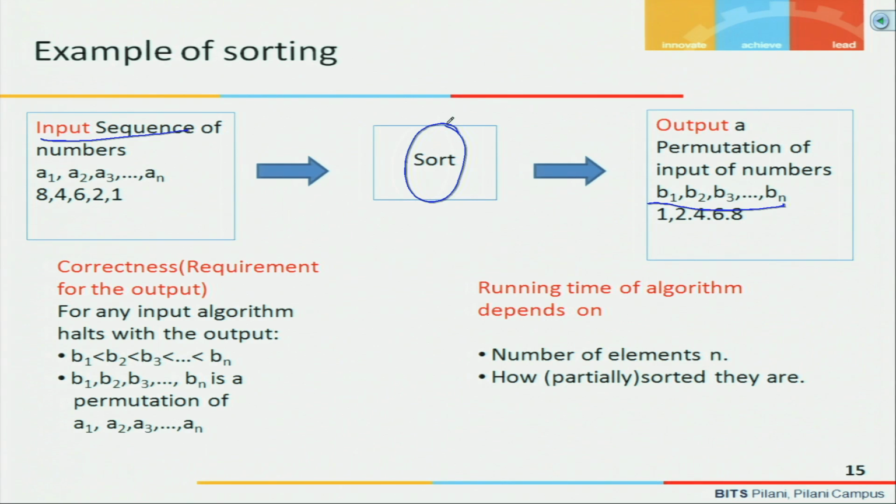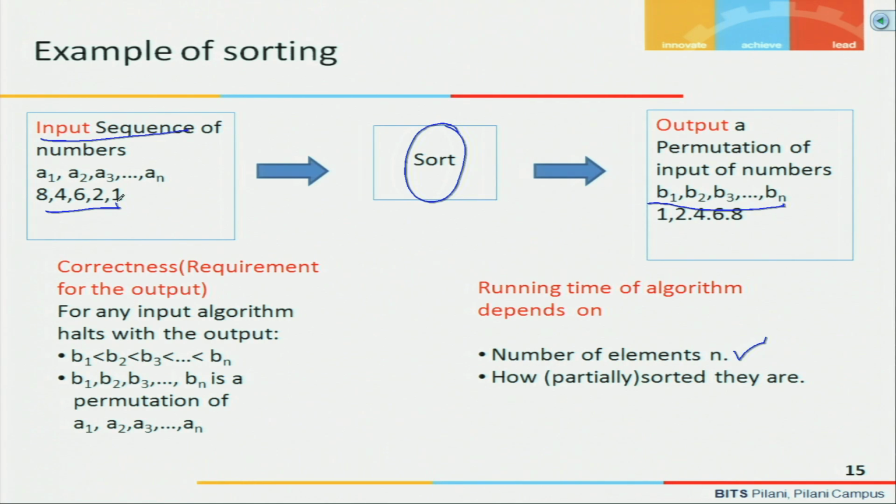So, it depends on two factors. One is obviously the number of elements that you have in the sequence. So, instead of 5 numbers here, if I have say 10 numbers or 15 numbers, then the running time is going to depend upon the size of the input that you have.